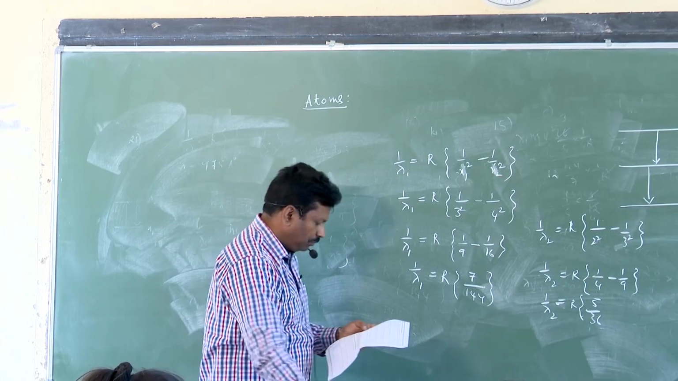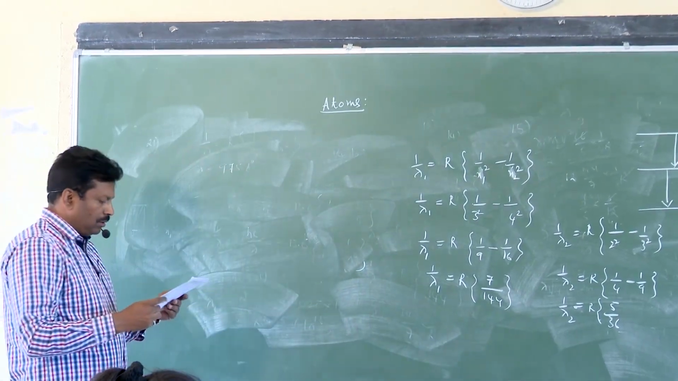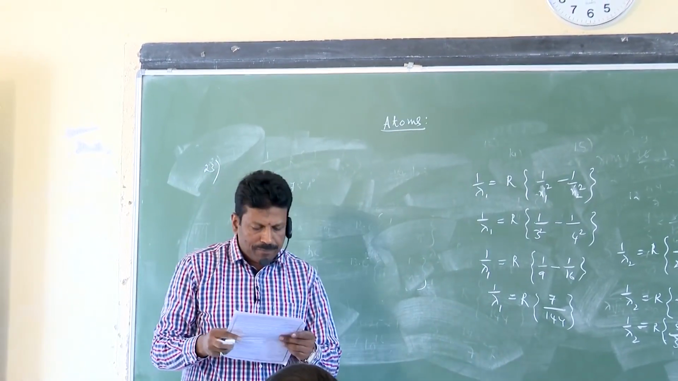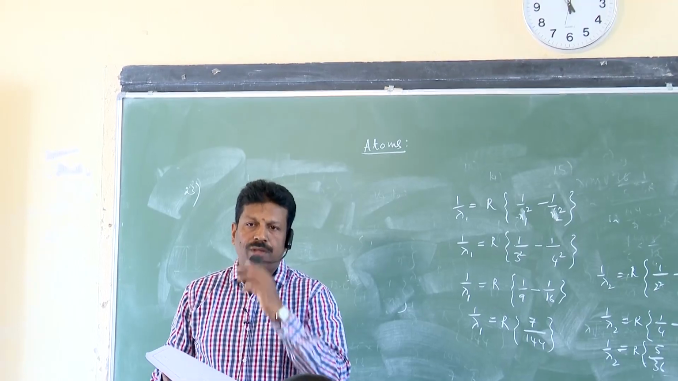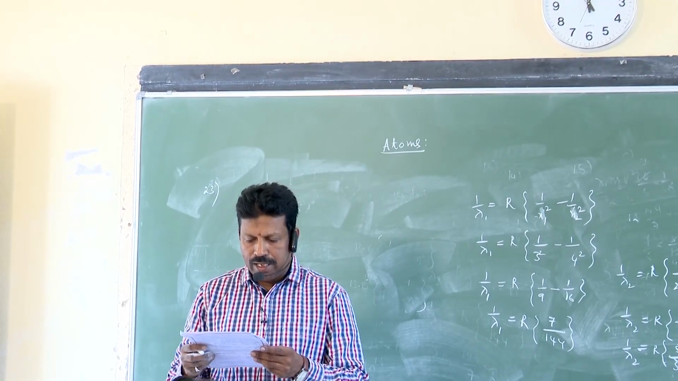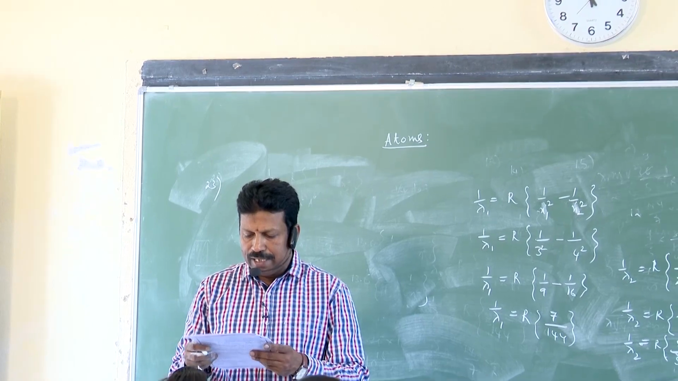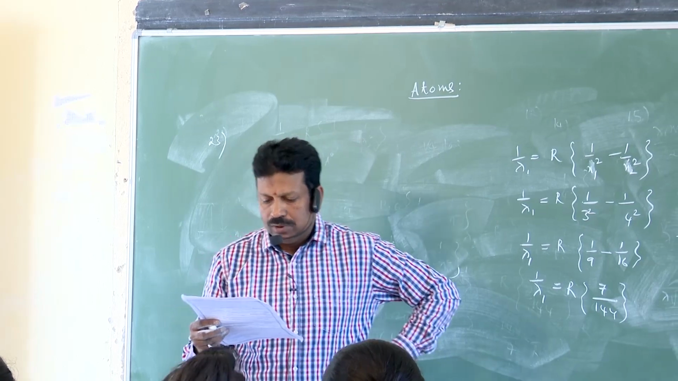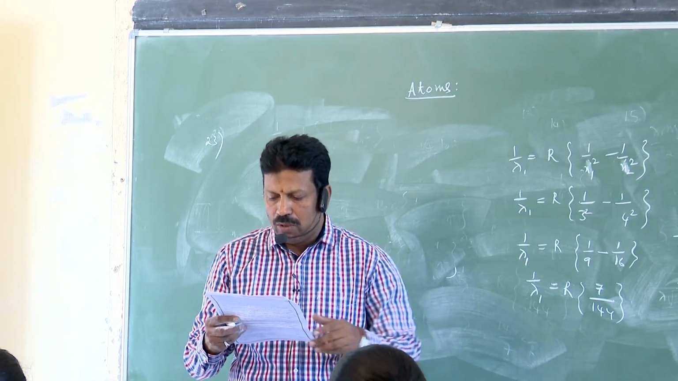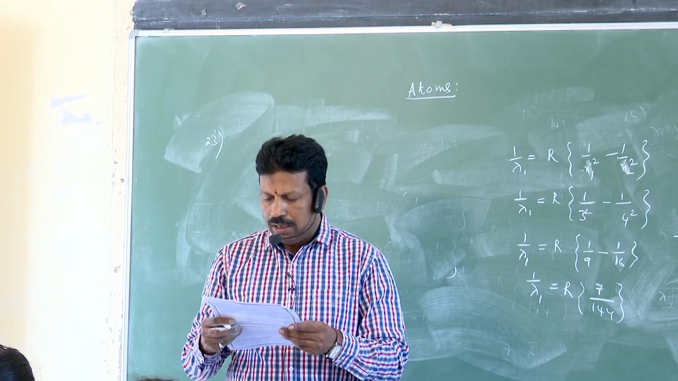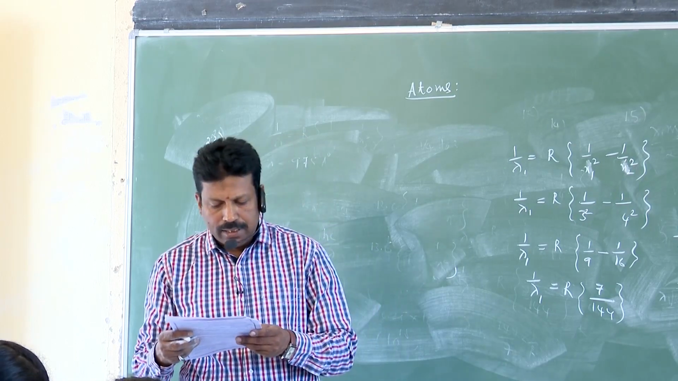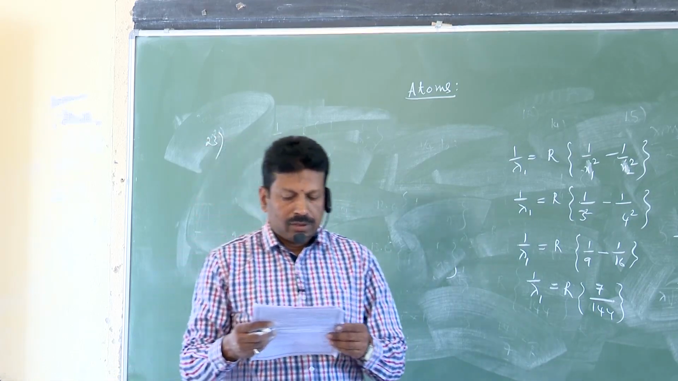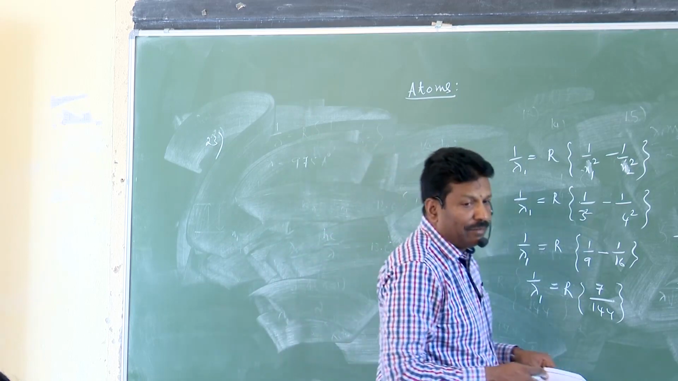Okay, next question is the 23rd question. The electron of a stationary hydrogen atom passes from the fifth energy level to the ground energy level. Find the velocity that the atom acquired as a result of photon emission. So first we have to find out, when it emits, what is the wavelength?